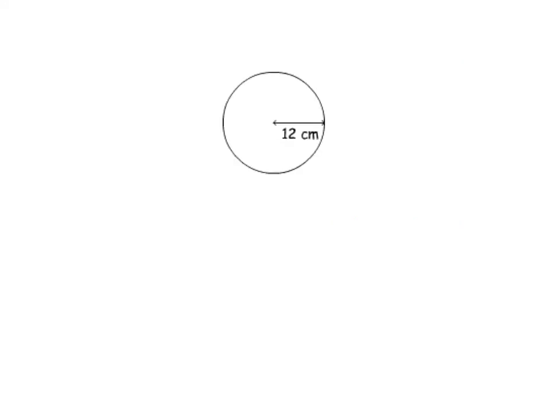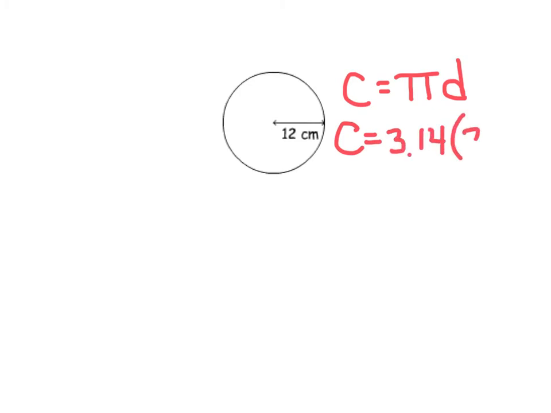All right, you try this one, pause your video, then restart to check your answer. Welcome back from pausing the video. C is equal to pi times diameter. Pi is 3.14. The diameter of our circle is 24 centimeters. 3.14 times 24 equals 75.36 centimeters.